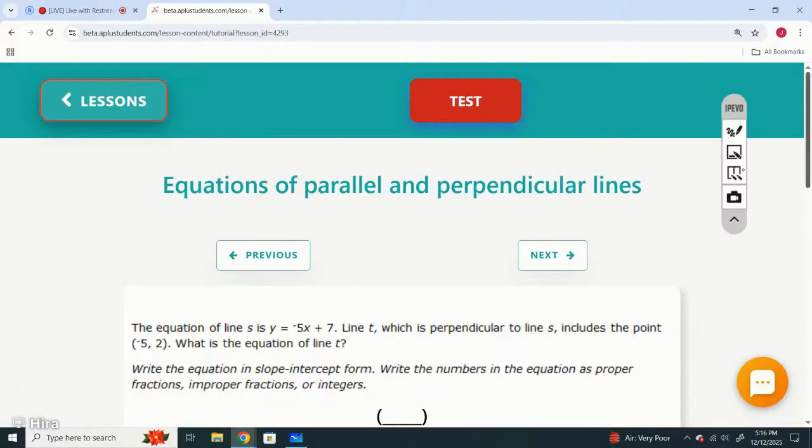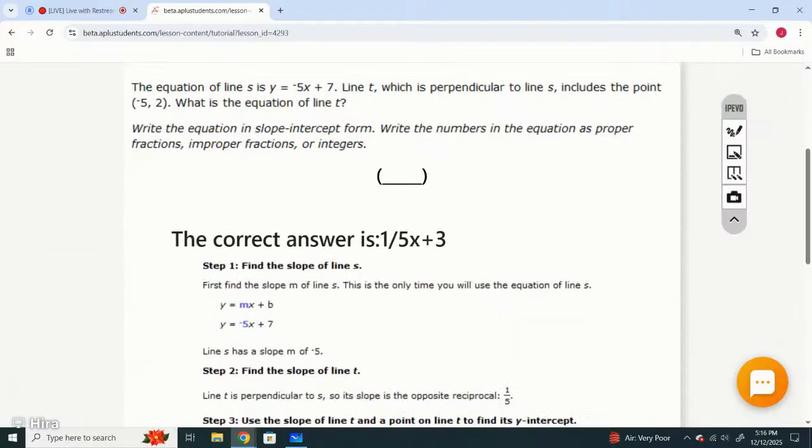Equations of parallel and perpendicular lines. So the equation of line S is y equals negative 5x plus 7. Line T, which is perpendicular to line S, includes the point negative 5, 2. What is the equation of line T?